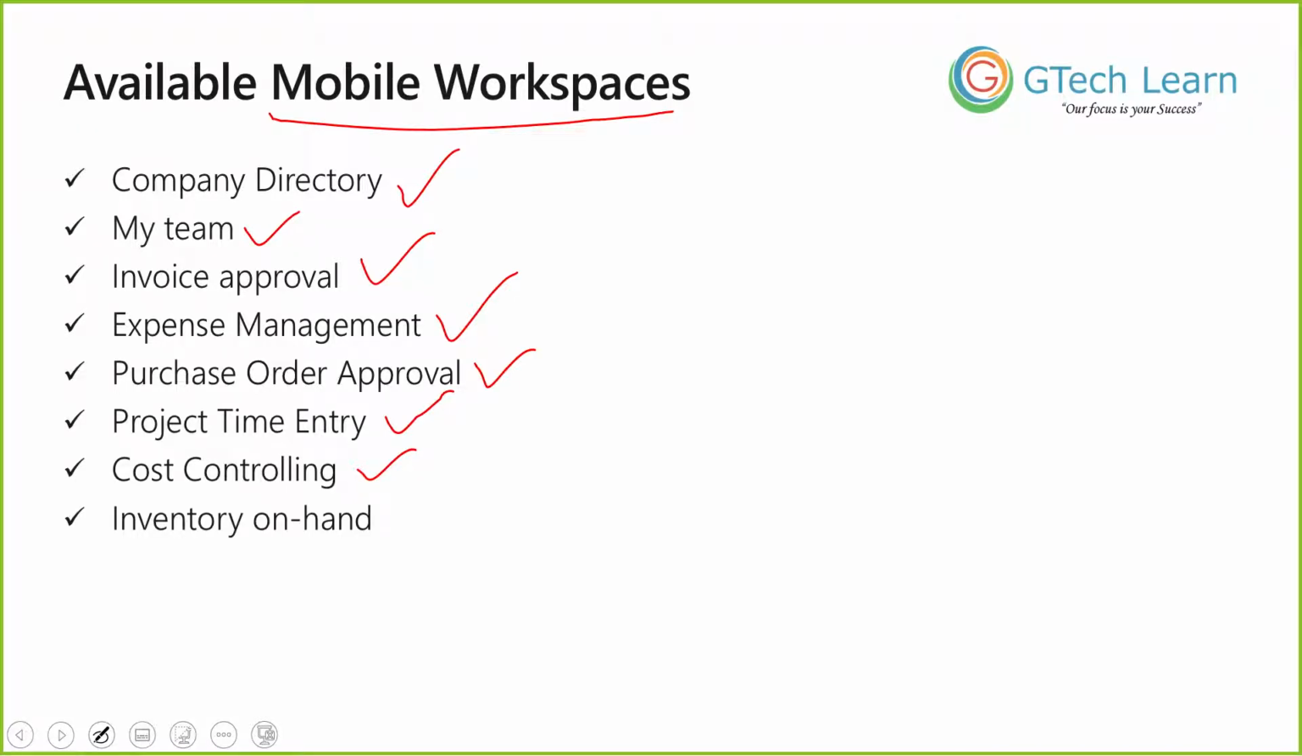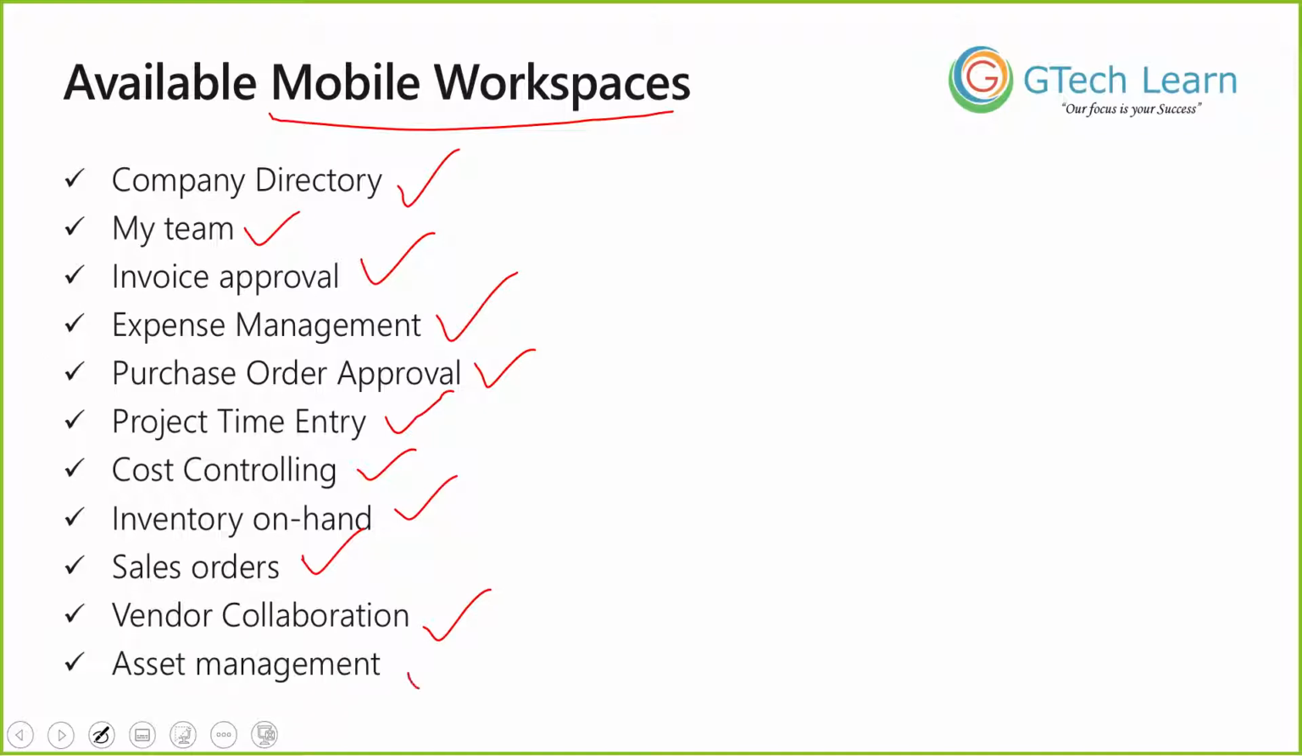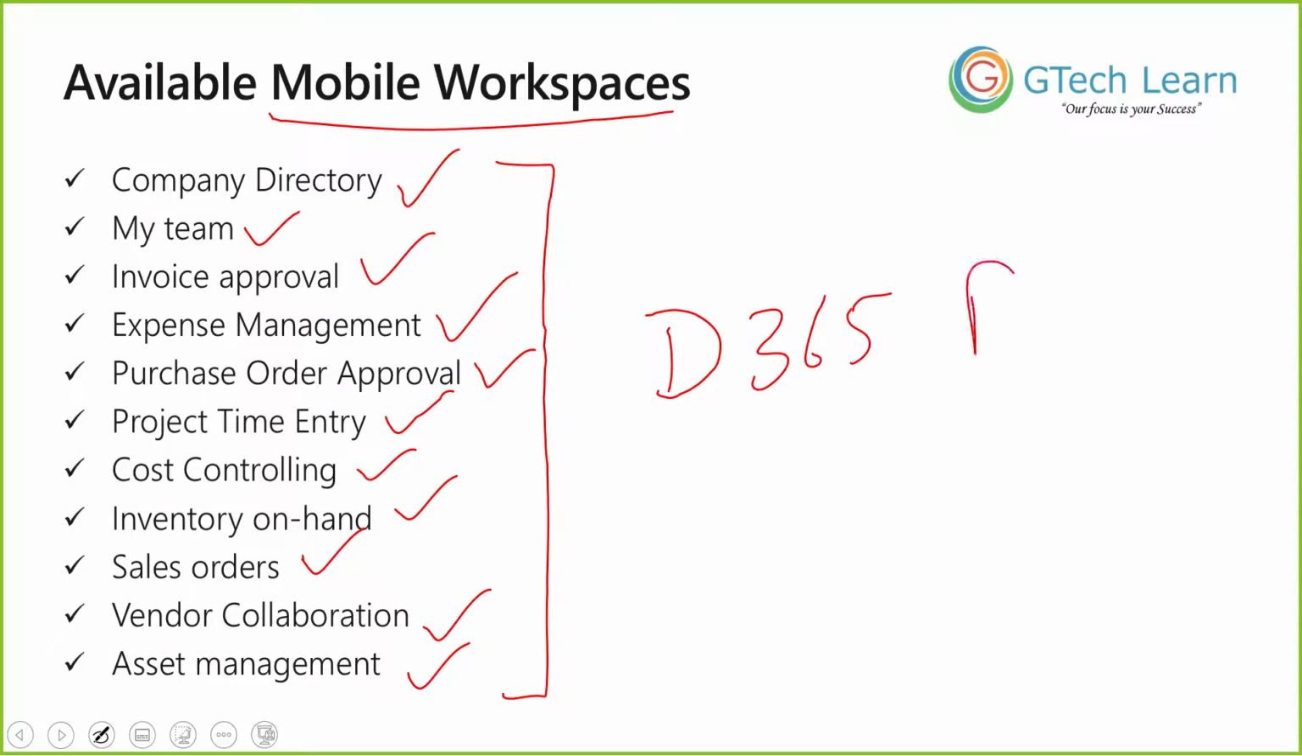At the same time, we have the inventory on hand, really helpful for our picking and packing department, our warehouse workers, or any kind of stakeholder who would like to have access to inventory on hand real quick on their mobile device. At the same time, I've got the mobile app workspace related to sales orders. I've got my vendor collaboration, with the vendor details coming up in there. I've got my asset management where we can start working on the work orders, preventive asset management, enterprise asset management, EAM. So these are the different workspaces which are already available in your Dynamics 365 Finance and Operations.